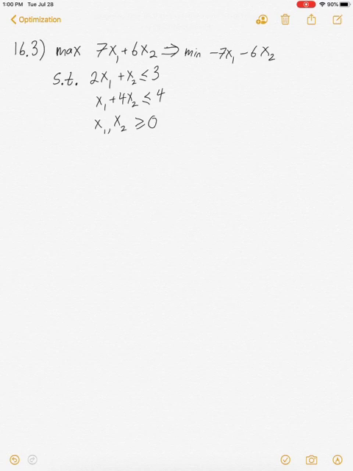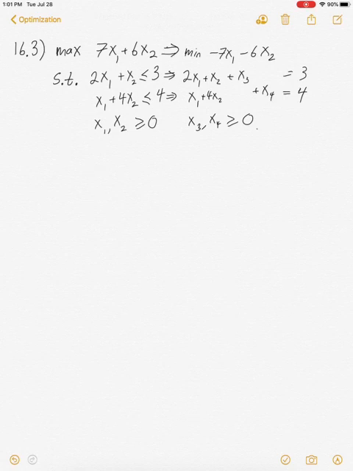Our inequality constraints we want to turn into equality constraints. So we're going to add slack variables x3 and x4. So this becomes 2x1 plus x2 plus x3 equals 3. Our next inequality becomes x1 plus 4x2 plus x4 equals 4. And our slack variables x3 and x4 should both be non-negative. So this is our new linear program in standard form. We want to minimize negative 7x1 minus 6x2, subject to these two equality constraints, and also subject to x1, x2, x3, x4 being non-negative.